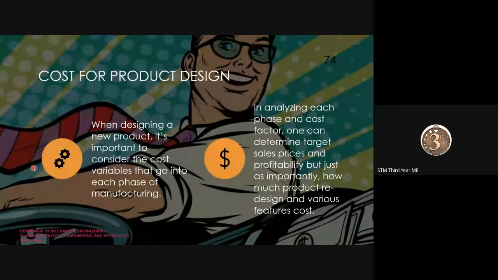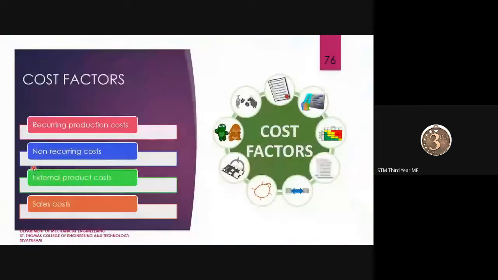Okay. Other costs that are coming into play are the buying and selling of various components or products, and some of the cost factors that are affecting the cost of products are recurring production cost, non-recurring cost, external production cost, and sales cost. These are the four types of cost that affect the product cost in the end. Okay, so we will look at each production cost.